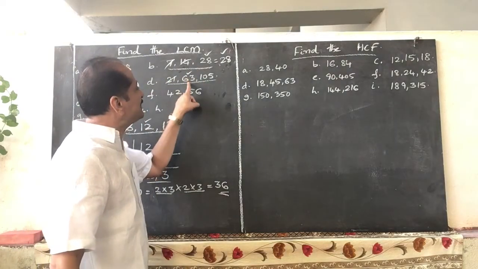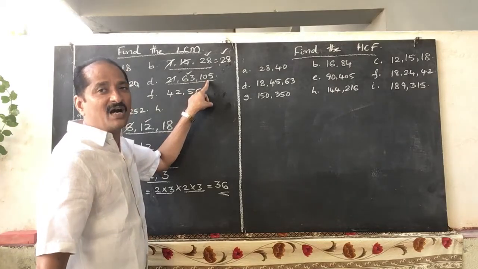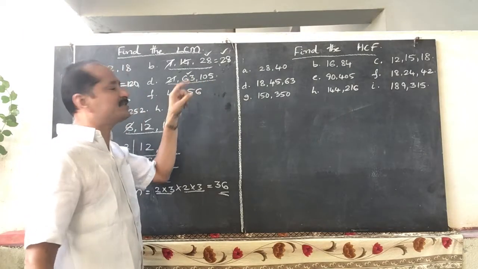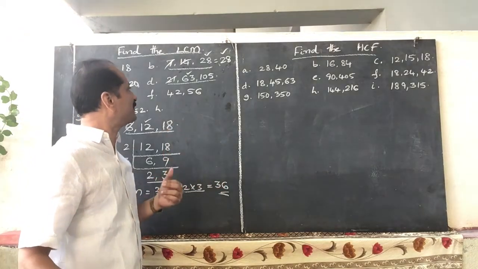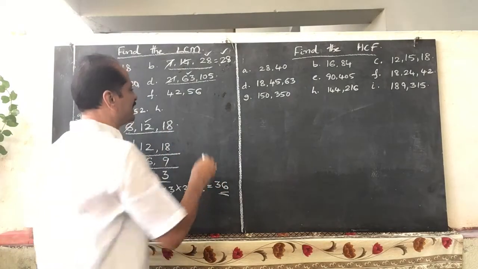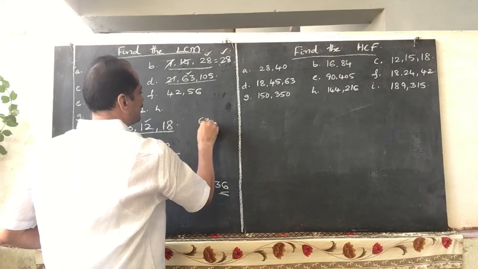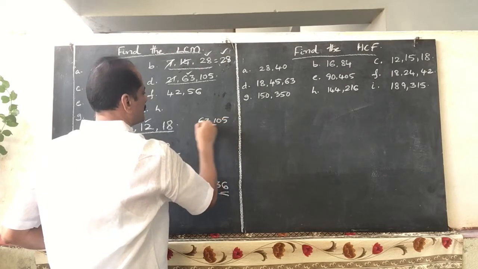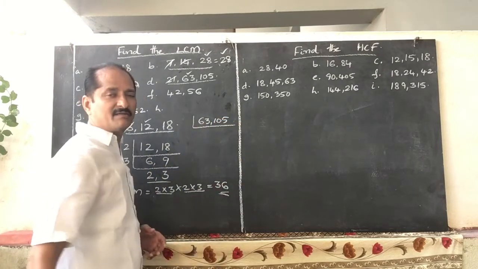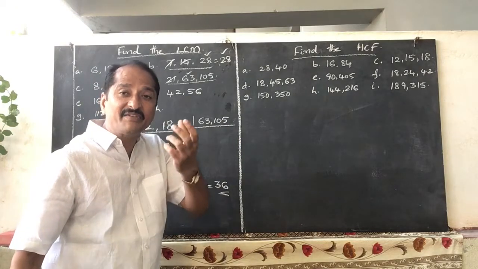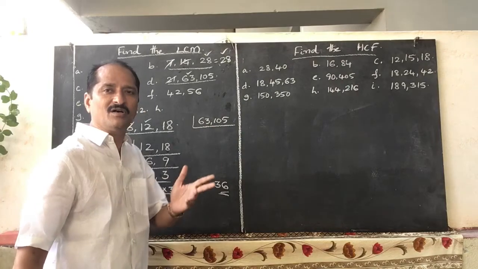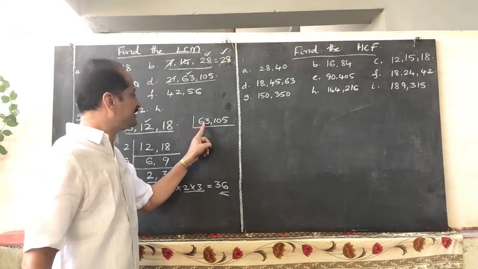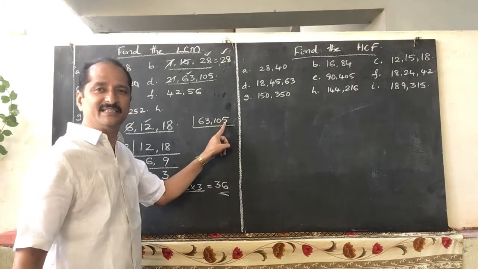Now, is 63 a factor of 105, or is 105 a multiple of 63? You can observe, no. 105 is not a multiple of 63. So divide these two and find out the LCM. So 63 and 105. Now in these two, observe. Divide with the prime numbers. The first prime number is 2. Are these two divisible by 2? No. So go to 3. Yes, it is divisible by 3. 5 plus 1, 6. It is also divisible by 3.